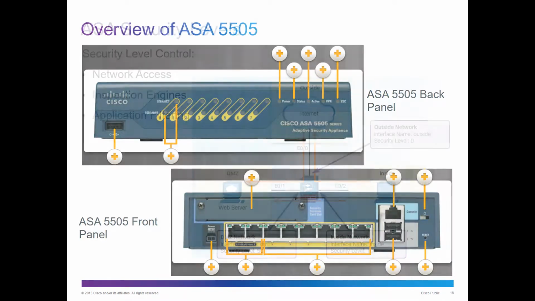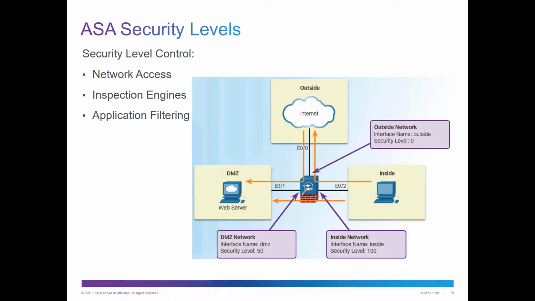So let's talk about the security levels. At the security level control of an ASA, there are three major types: network access, the inspection engine, and the application filtering. It can do all three, all depending on the licensing that you have. And you can actually apply security levels on interfaces. That way you can see a trust profile or a trust level that's associated with them.